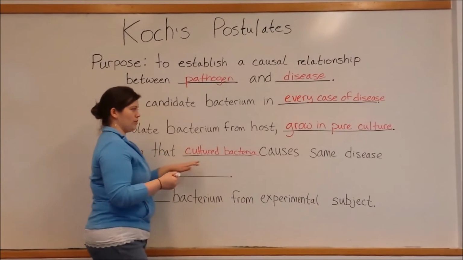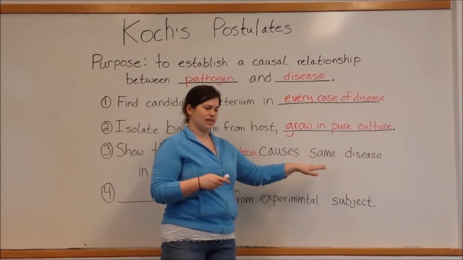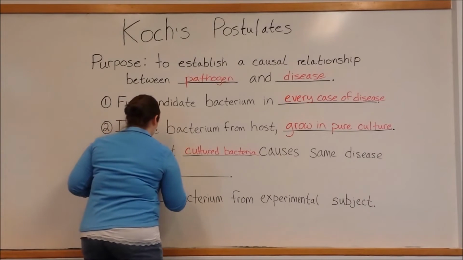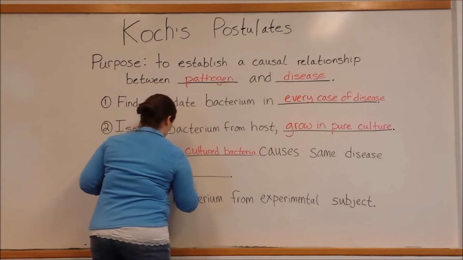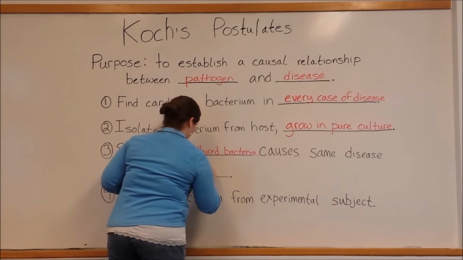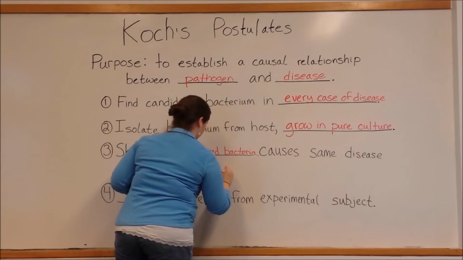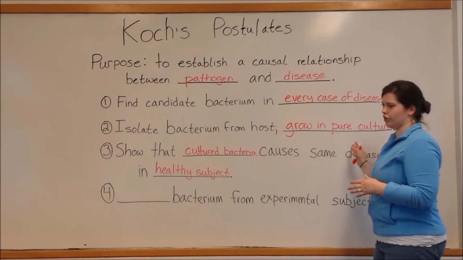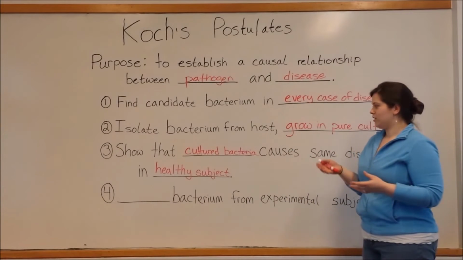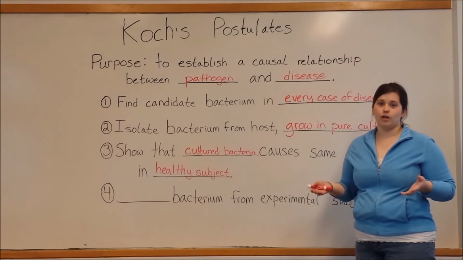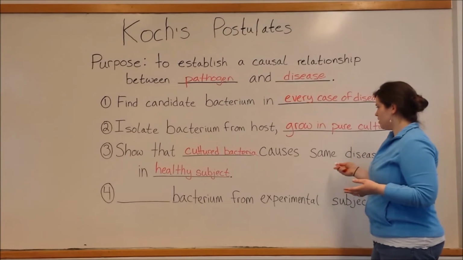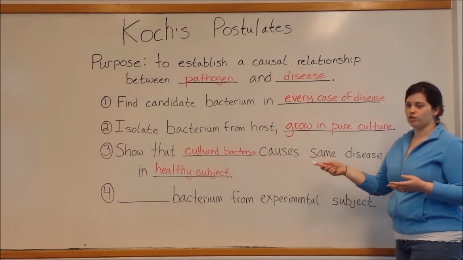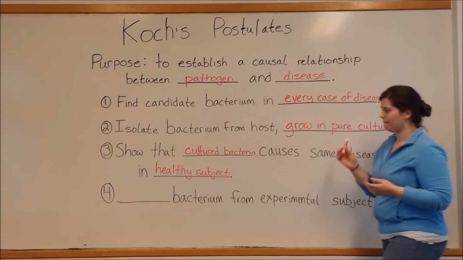Then you have to show that the cultured bacteria from step 2 causes the same disease in a healthy host. This would mean taking this bacterium that you're growing in pure culture and then injecting it into a healthy subject, usually an animal model like a mouse, to see that it causes the same disease in that healthy subject once you've infected it with this bacterium.